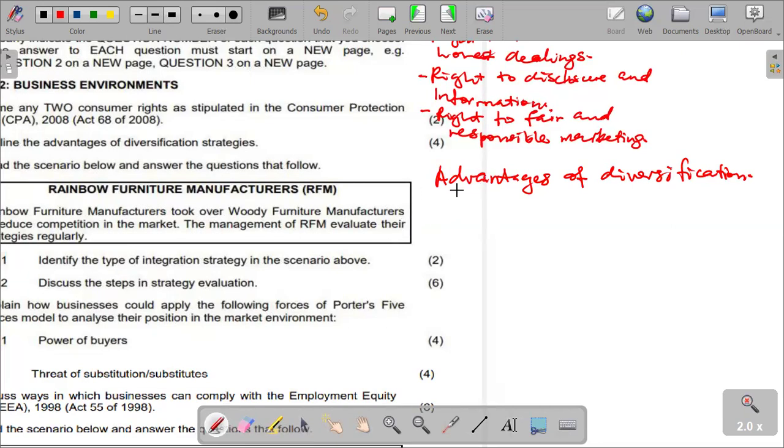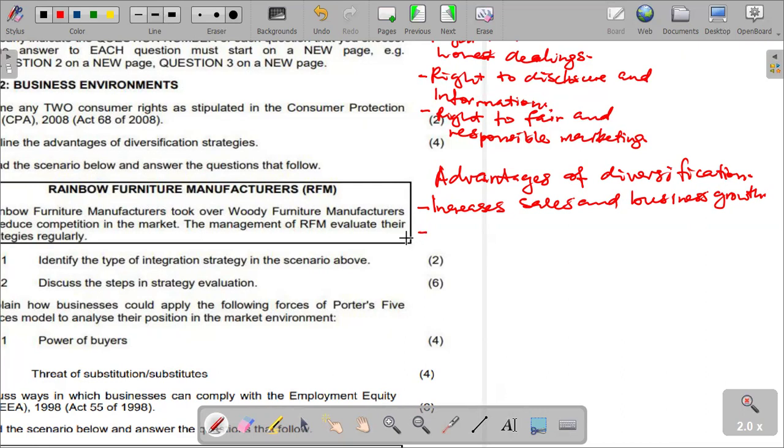So one, we are saying it increases sales and business growth. Like we said last time, we identified the various ways through which a business can diversify: entering into new markets, entering into new products and so forth. So what are the advantages of that? It increases sales and business growth. Diversification helps businesses to increase their sales and growth.